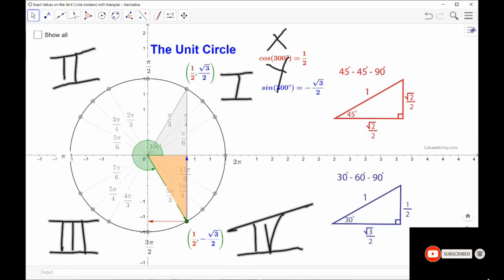For 300, that corresponds to 60. The only difference is the x is positive, the y is negative. So the cosine of 300 will be positive 1/2, and the sine of 300 will be negative √3/2.